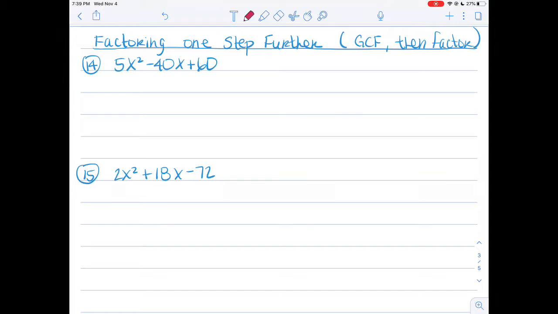All right, we have one more topic for today, and that's factoring. I'm going to call it one step further. So what we're going to be doing here is looking for a greatest common factor and then continuing to factor after we pulled out a greatest common factor.